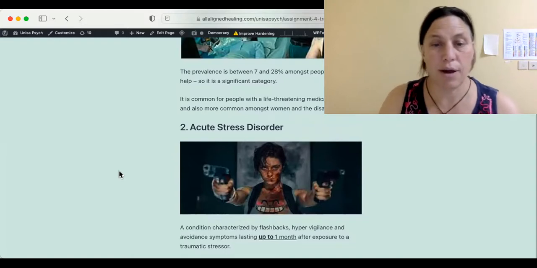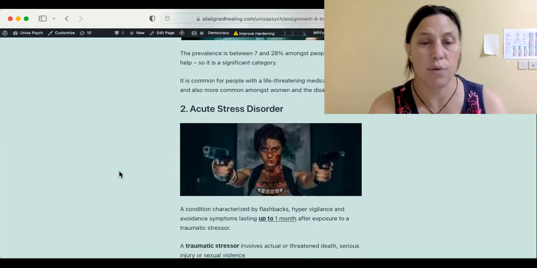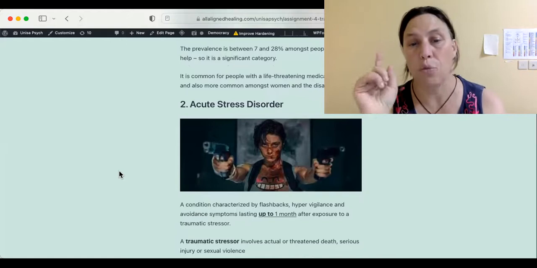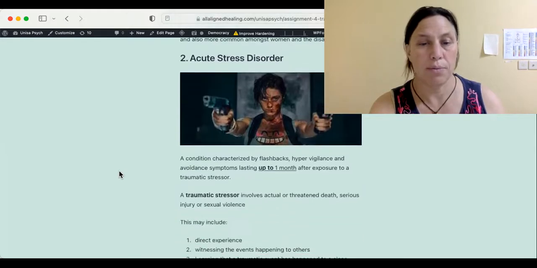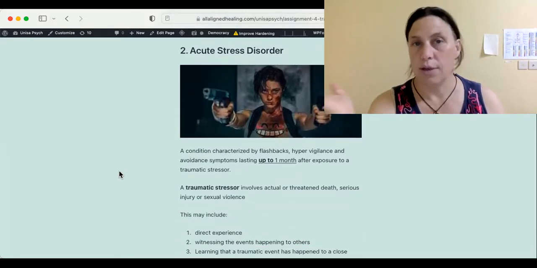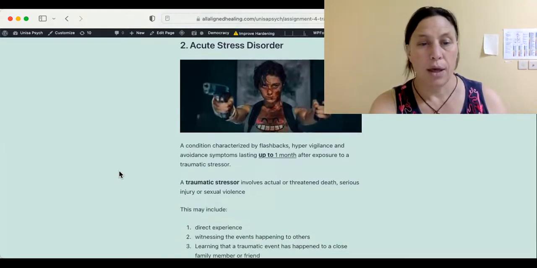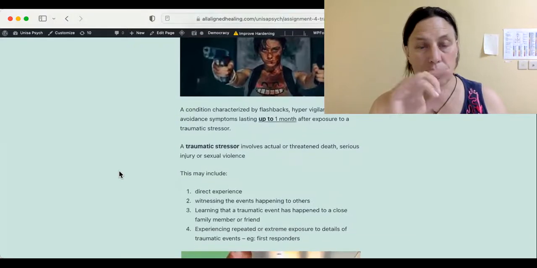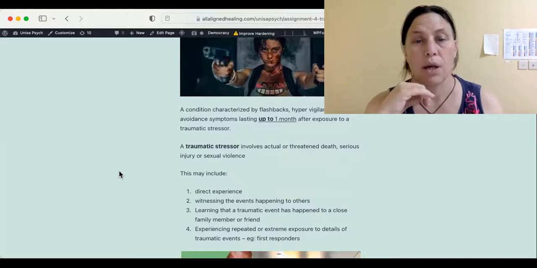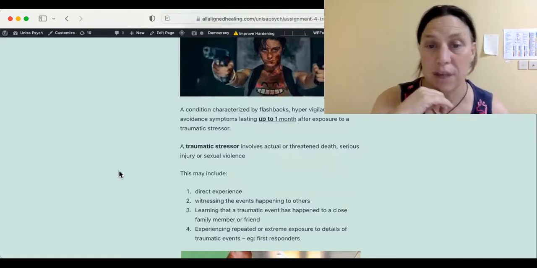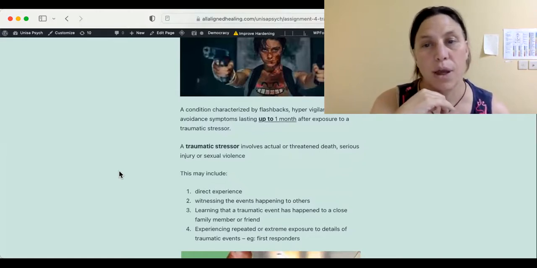It's characterized by flashbacks, hypervigilance, and avoidance symptoms lasting up to 1 month. Okay, so for the acute stress disorder, short and intense, up to 1 month. If it continues for longer, it's PTSD. Okay, traumatic stressor. This is the difference between a trauma and a stress disorder. Traumatic stressor involves actual or threatened death. Okay, if you're actually dead, you're not going to have a traumatic condition.